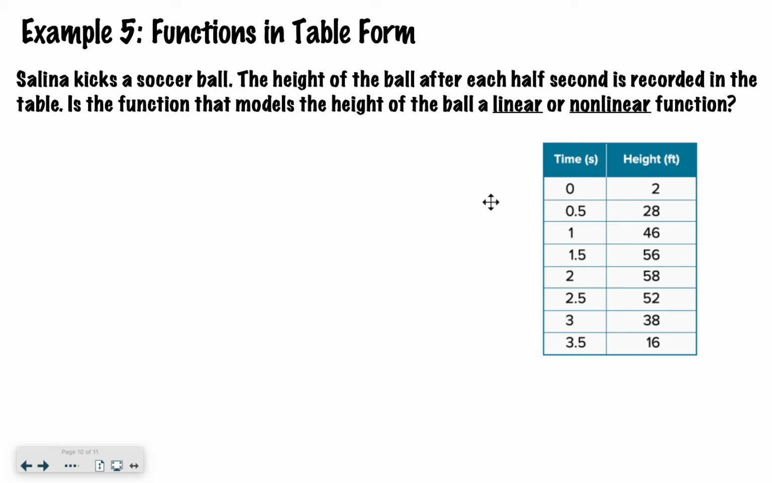Okay, so there are a couple ways that we can do this. One of the ways is when you see that your x's are always changing by the same amount. Like we're told this table records after each half second. So we know that these are always changing by the same thing. In order to be linear, these also have to change by the same amount each time. Going from 2 to 28, that is adding 26. Going from 28 to 46, that is adding 18. So right there you can see these numbers don't match.